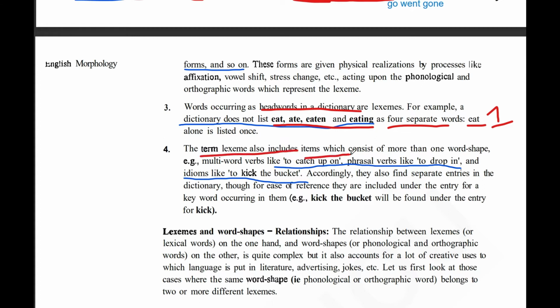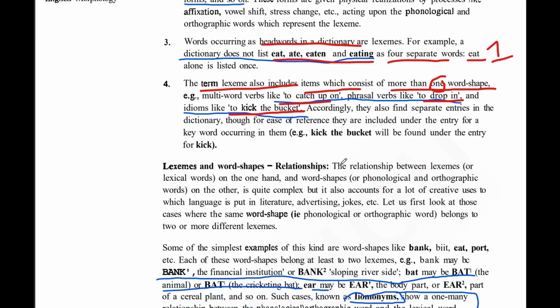Then this term lexeme also includes items which consist of more than one word shape. Not just one word, but more than that. For multi-word verbs like to catch up on, phrasal verbs like to drop in, or idioms like to kick the bucket. These things are also called lexemes because they mean something. To catch up on, right? When I say, oh, I was just catching up with my friends, or you're trying to catch up on this lesson, you're not actually catching or going up on something. No. This whole phrase just means that you are coming to terms with whatever is going on, or you're trying to get in line, or you're trying to understand what's going on.